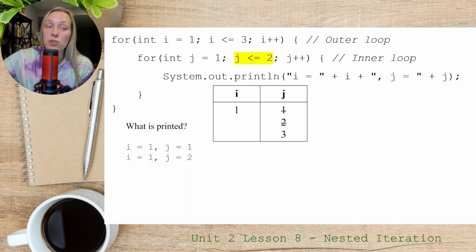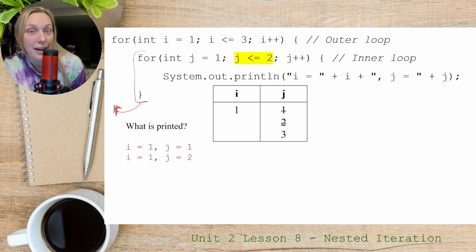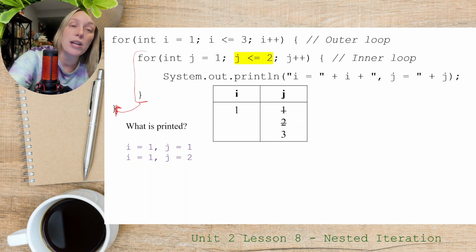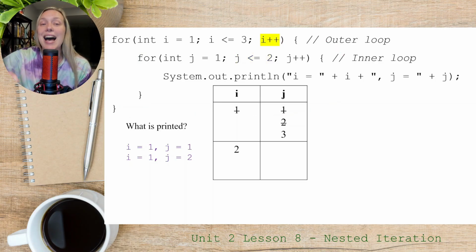Okay. Once the inner loop is done, I've reached the end of my inner loop, and I've also reached the end of my outer loop, which means when I reach the end of my outer loop, I come back up here and loop back around to the i++.